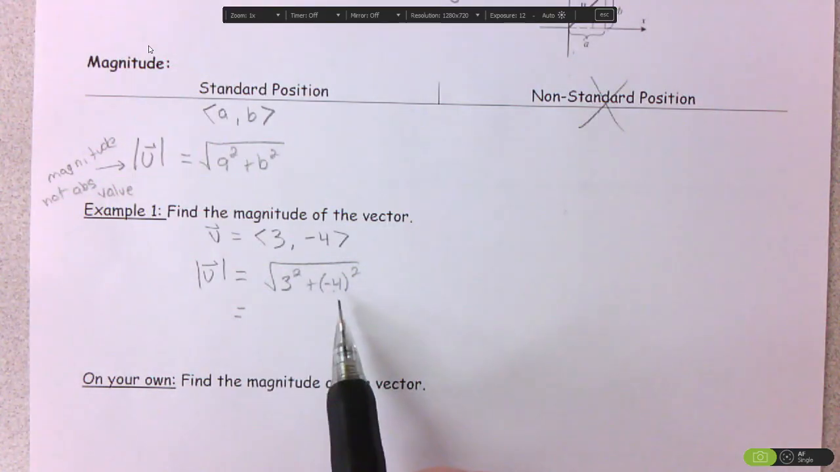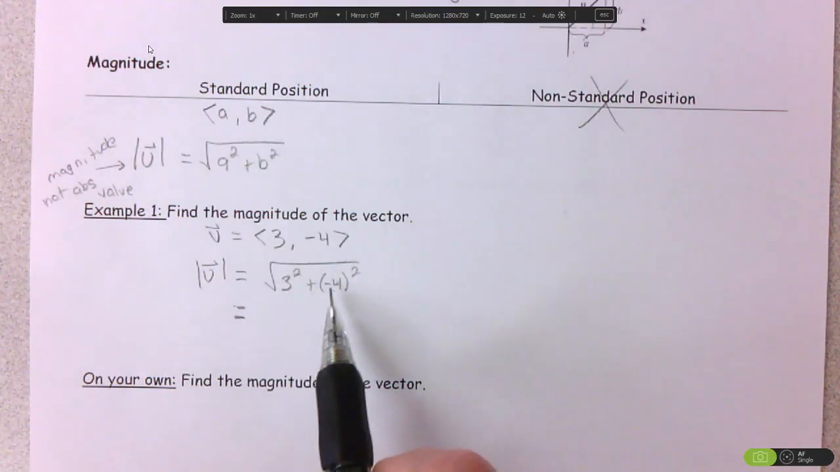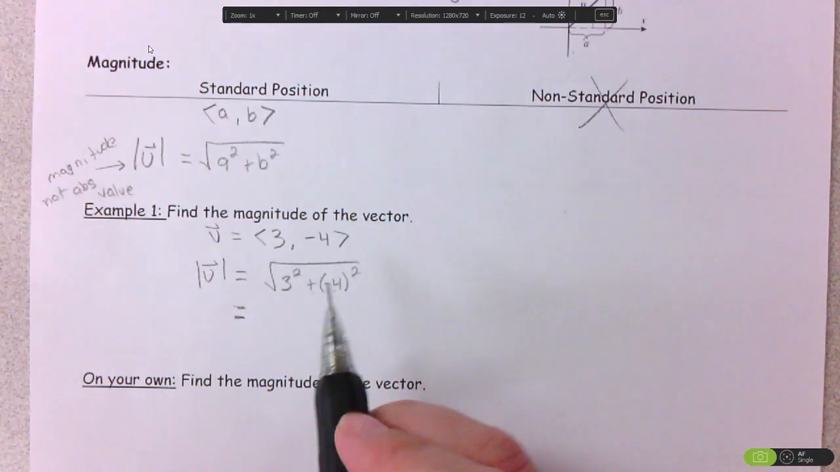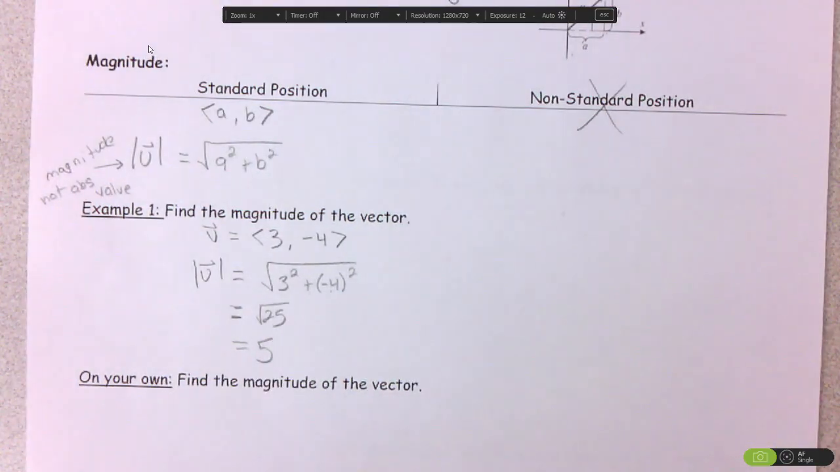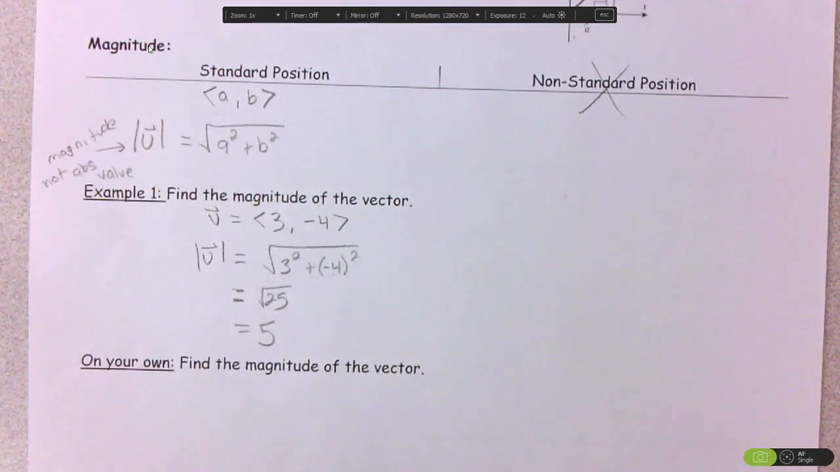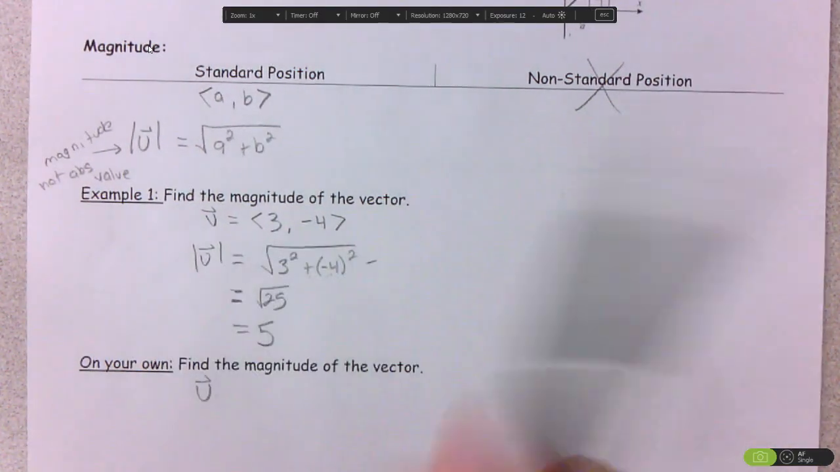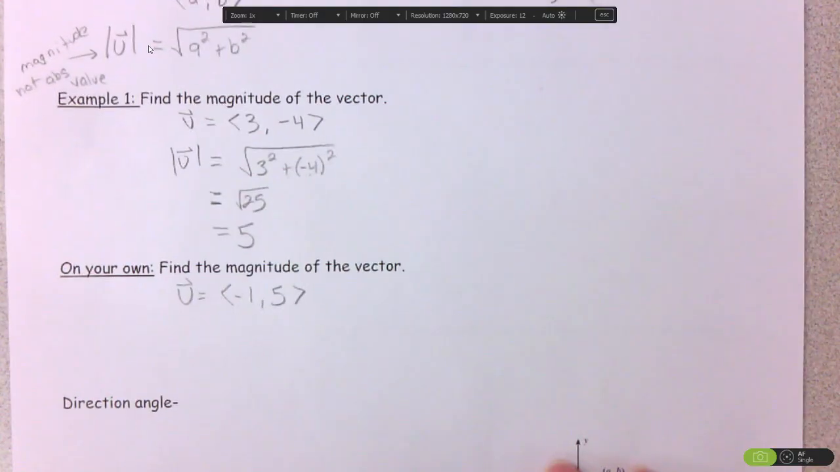So I want you guys to type that in the calculator to check your answer with mine. So square root of 3 squared plus, and then in parentheses the -4. Make sure the squared is outside of the parentheses. And we should be getting the square root of 25, which is 5. Okay, so the magnitude of this example is 5. Okay, so let's try one on our own. So u is <-1, 5>. Okay, so find the magnitude of that.